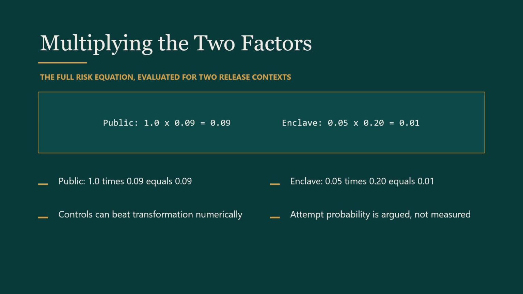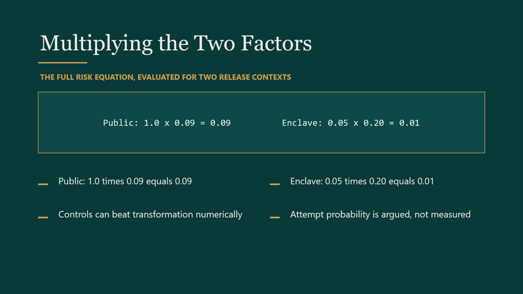Release 2, the same source data into a secure enclave. A named academic recipient under an executed agreement, reaching the data through a remote desktop with export and printing disabled, inside a monitored environment with audit logs. Suppose we assess the attempt probability at 0.05. Because the attempt factor did so much work, we tolerate a much higher success factor, a maximum risk of 0.20, which means far less transformation and far more clinical detail preserved.